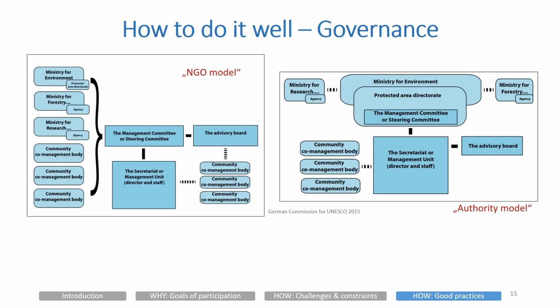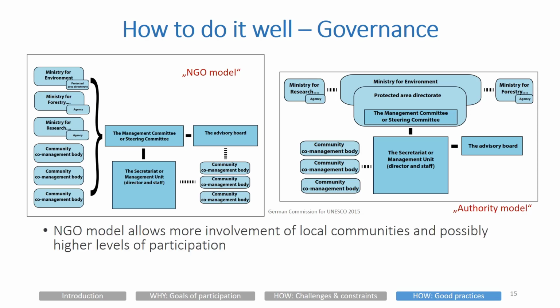Then just a quick glimpse on the topic of governance models. The German Commission for UNESCO compares these two models in Biosphere Reserve management and governance. It's the NGO model and the authority model. You might know these two models already from the presentation of Thomas Schaaf on governance here on Biosphere Share. And we can say that the NGO model allows more involvement of local communities and also higher levels of participation. And recently this model has been also more promoted by the UNESCO.